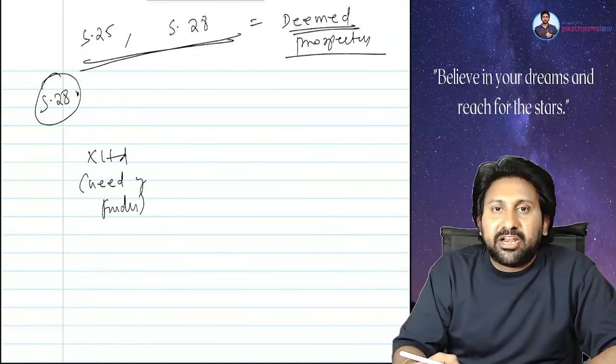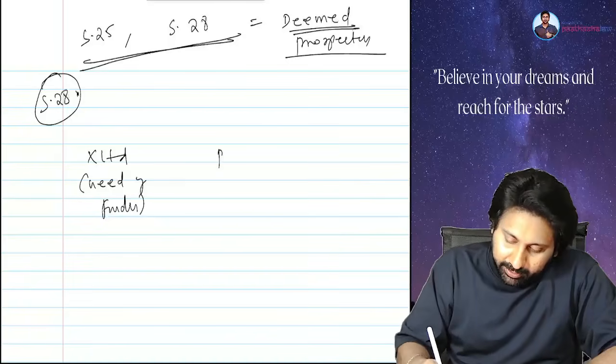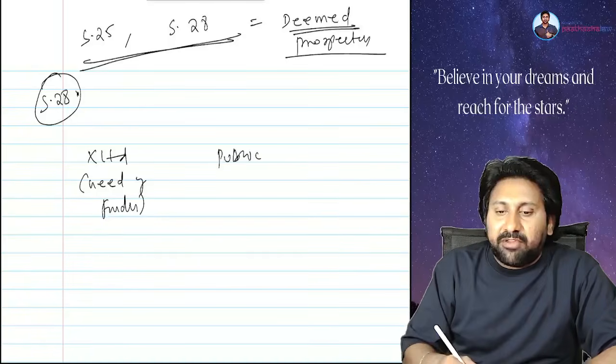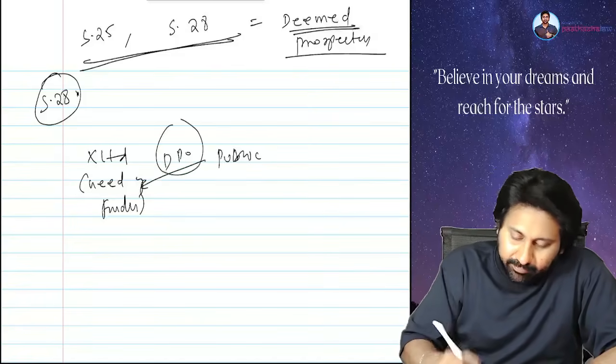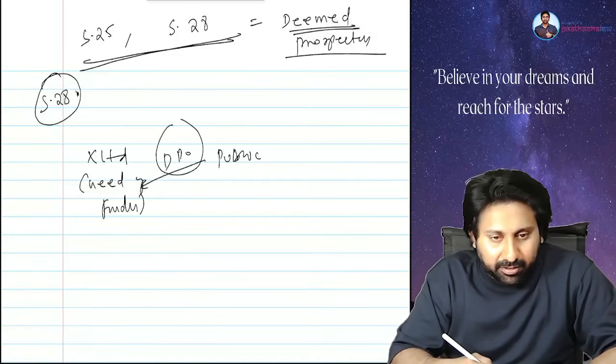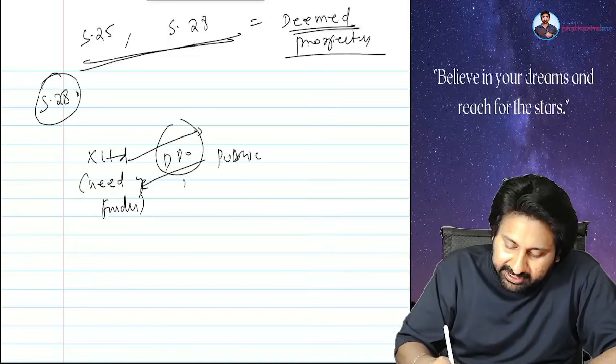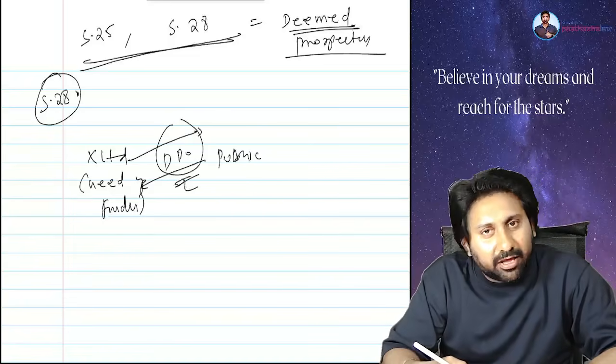X Limited is in need of funds. It will take money from the public. This concept is called a direct public offer. It will issue shares and take money from the public. Up to here, everyone understood?